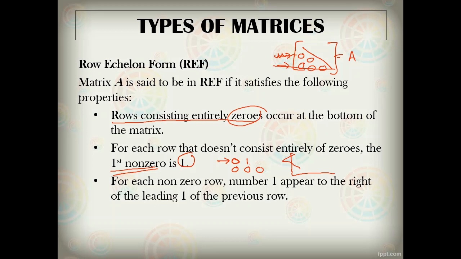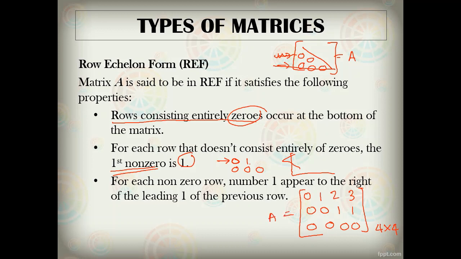Right, so the third one: for each non-zero row, the number 1 appears to the right of the leading one of the previous row. For example, 0, 1, 2, and 3, and then 0, 0, 1, 1, and this is 0, 0, 0. This is a 4 by 4 matrix. Look at this matrix.